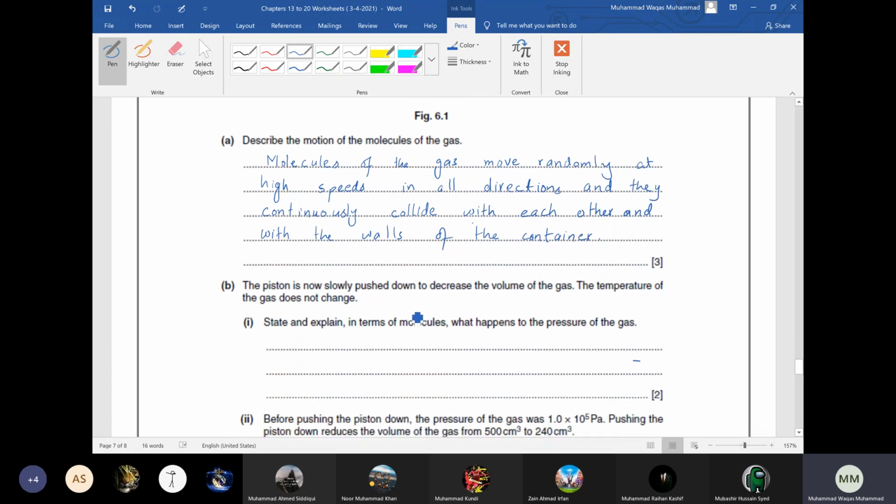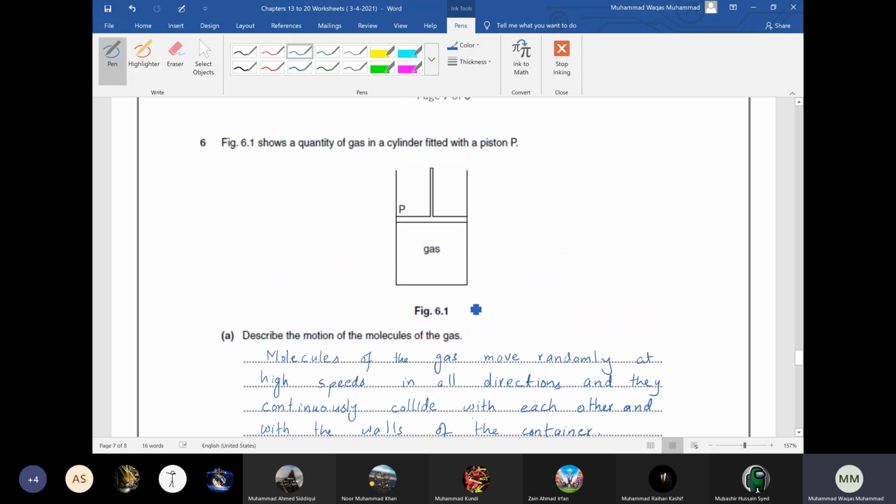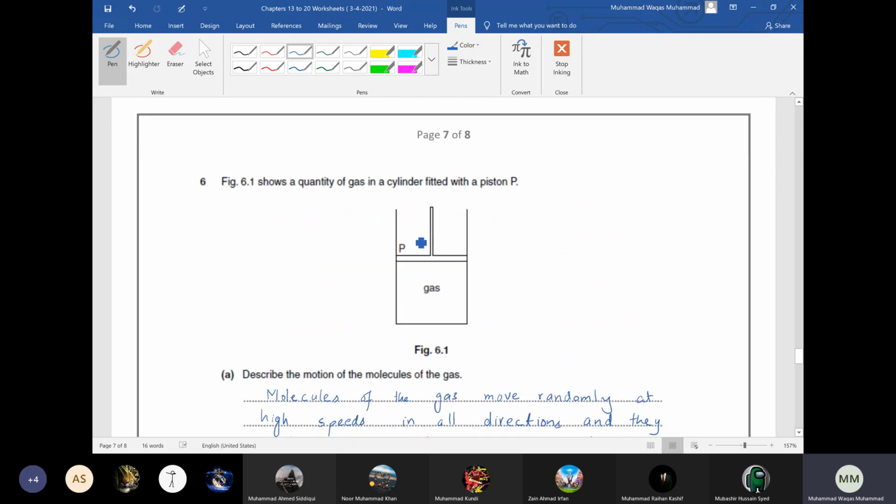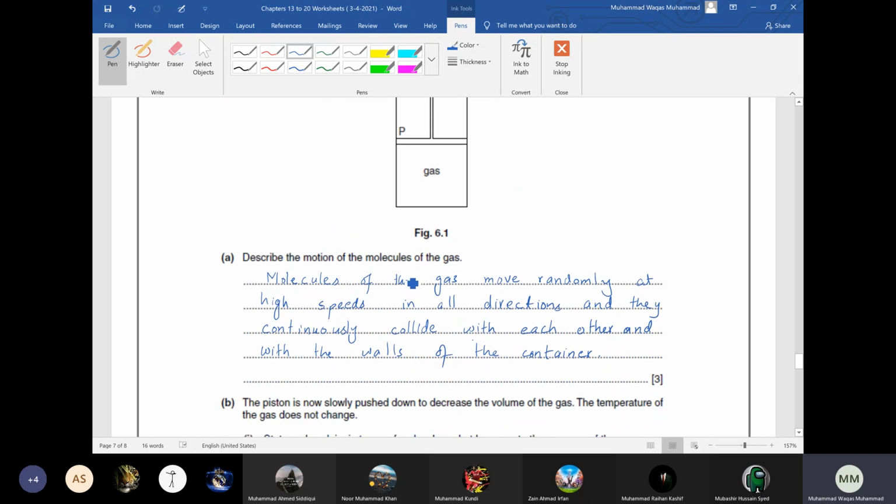Okay beta, the piston is slowly now pushed, and here, since they have told us they continuously collide with each other and with the walls of the container, and here they have said a cylinder fitted with a piston, so instead of the container we can use the word cylinder, right? Because we know the container is a cylinder.